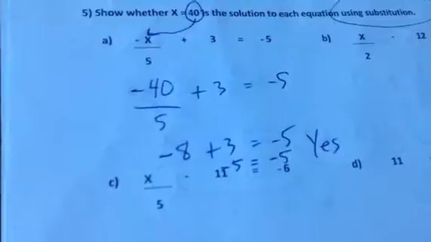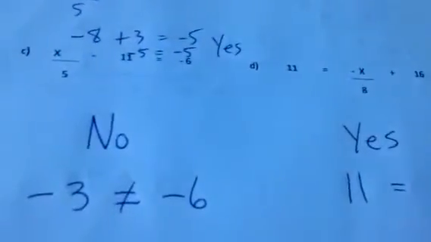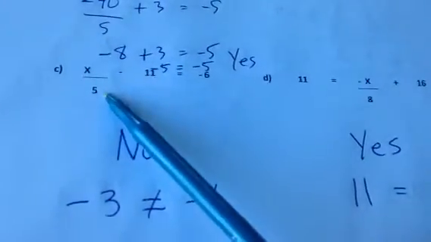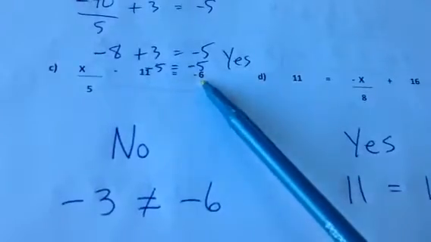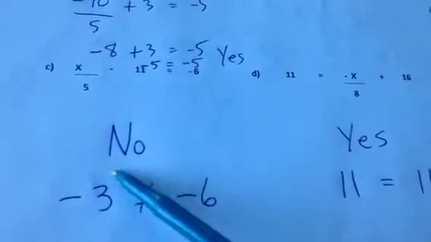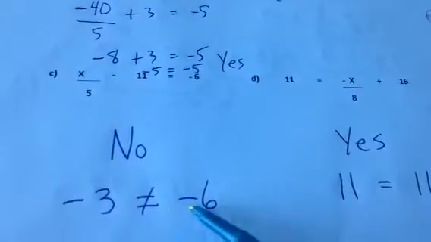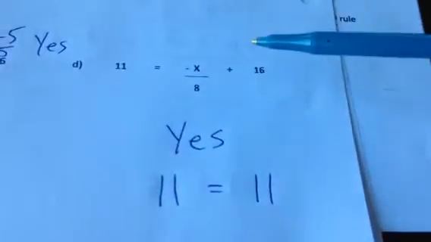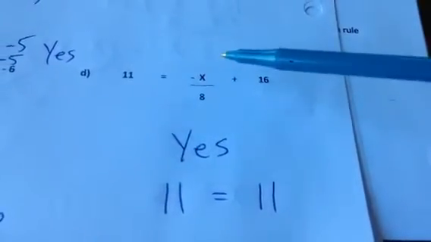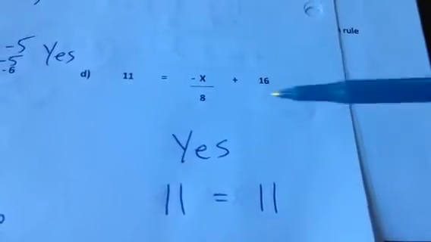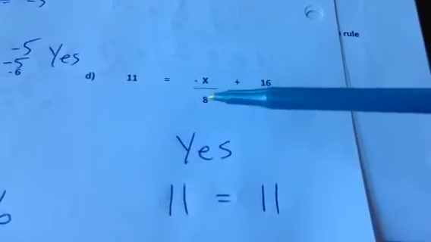Okay, so you can try these questions down here if you'd like. So this question here, x divided by 5 minus 11 is equal to negative 6. I found the answer to be no, and the reason is because negative 3 is not going to be equal to negative 6. And over here, when you try this question, negative x over 11 is equal to negative x divided by 8 plus 16. The answer is yes, because 11 will equal 11.